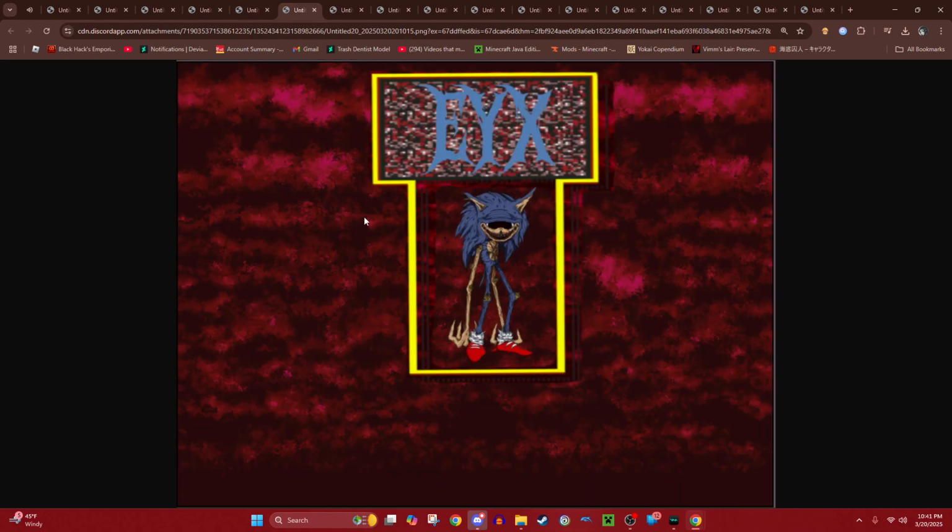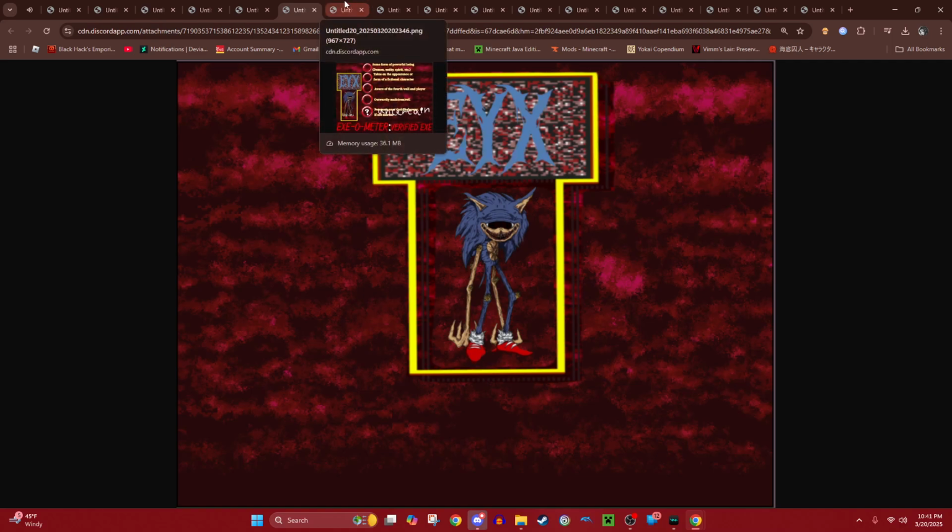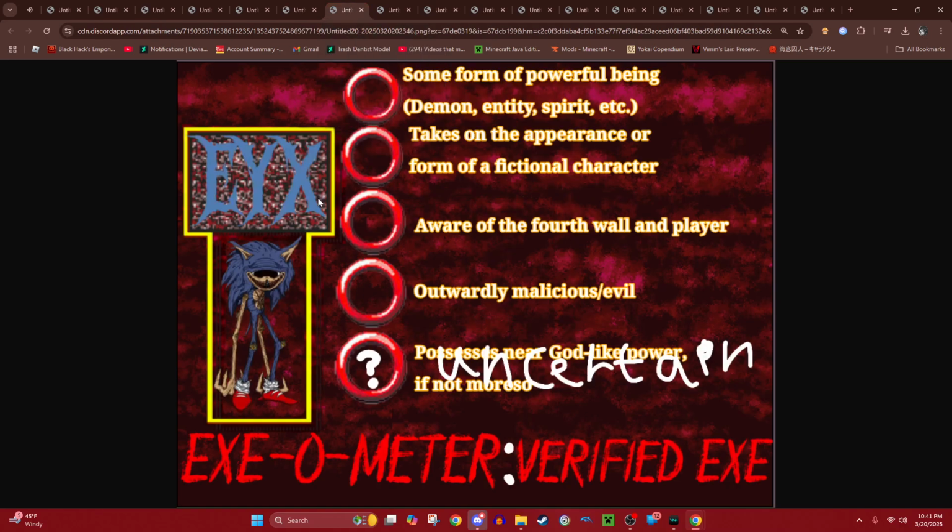Next, we have EYX, or alternatively known as Sonic.EYX. If it wasn't already obvious from the fact his name has the same format style as Sonic.exe, yes, this is an EXE. However, we will not skim over these. This is a guide, and if a guide skims over something, you don't learn. So, we will start with the first ring.